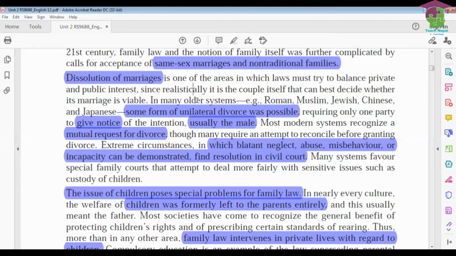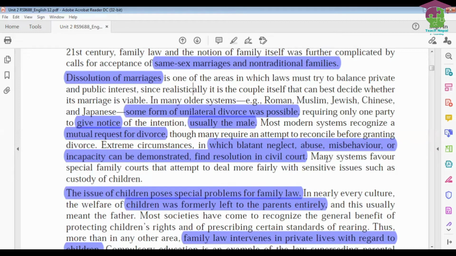In many older systems, Roman, Muslim, Jewish, Chinese and Japanese, some form of unilateral divorce was possible. Unilateral bhaneko ek jana le athwa male le athwa female le chai bhane divorce hune, but aile chai tyo chai change hudai chha haina. Aile chai mutual respect for the divorce, mutual hunu parne, male le athwa female le matra bhaye nahune, right? Extreme circumstances in which blatant neglect, you know, ekdam charam neglect garne athwa bastai nagarne, abuse, durbyawhar garne, misbehavior or incapacity can be demonstrated, they find the resolution in civil court.